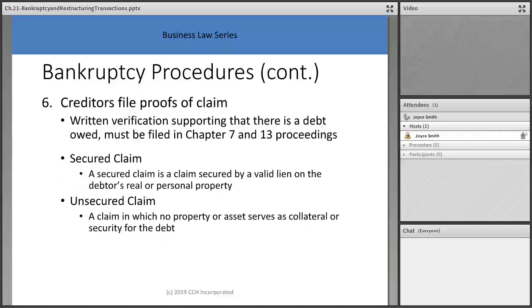And then the creditors, again, file proof of claim. Anytime you have a lien, as the lien holder, you're going to file proof of claim. The debtors are going through the same thing. There's a secured claim, secured by a valid lien on the debtor's real or personal property.